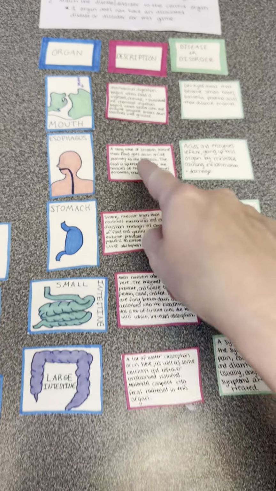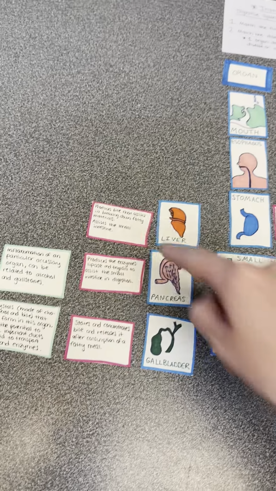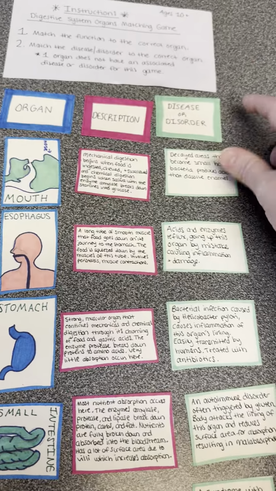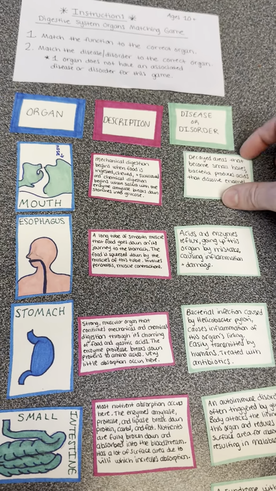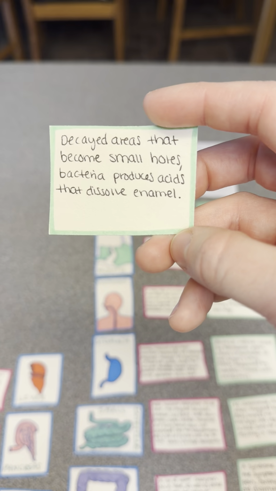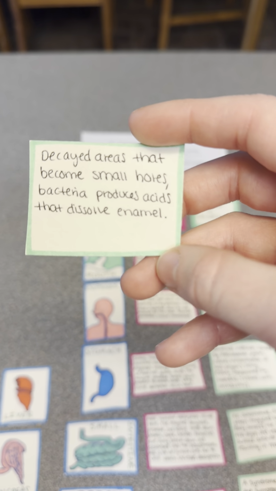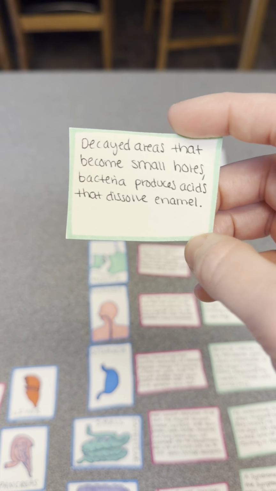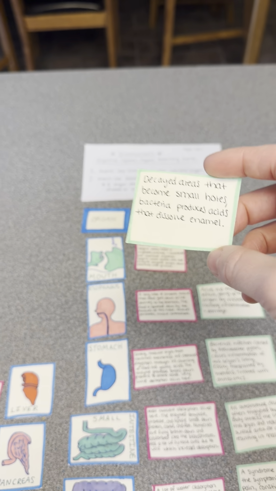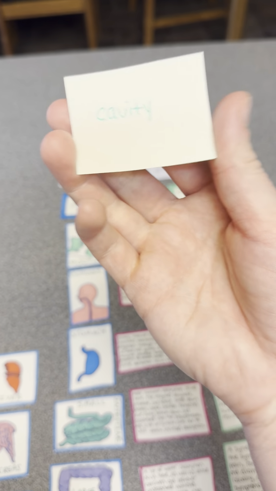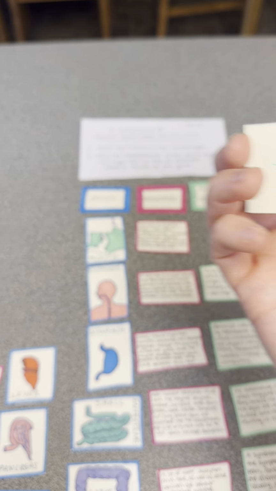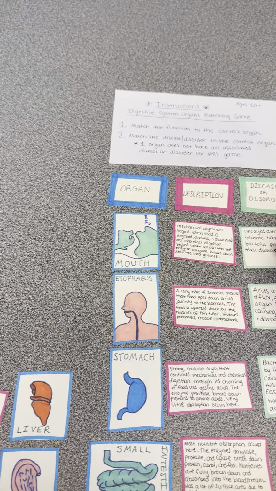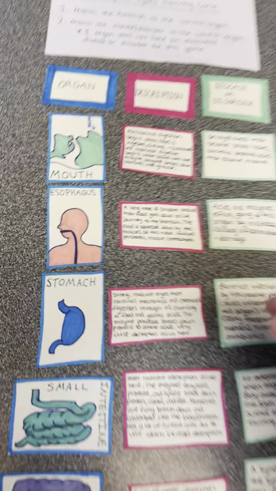And after you go through all of the descriptions, then you would go to the next part, disease or disorder. Decayed areas that become small holes, bacteria produces acids that dissolve enamel. So another extra part of the game is you can guess what the disease or disorder is, and the answer is just on the back. We have cavity, and that happens in the mouth. So we'll go through these pretty quick.